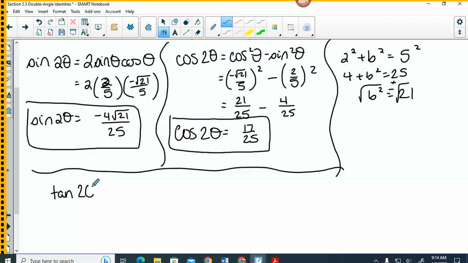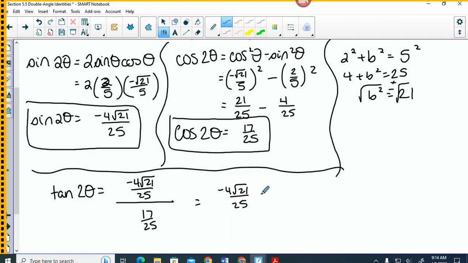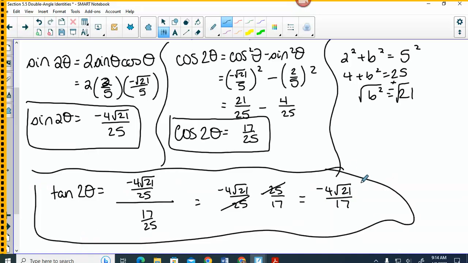So tangent 2 theta is sine 2 theta divided by cosine 2 theta. If you want to divide fractions, you flip and multiply. So those 25 drop and we get negative 4 radical 21 over 17, which is the same thing you would get if you did the whole formula. Is that okay?